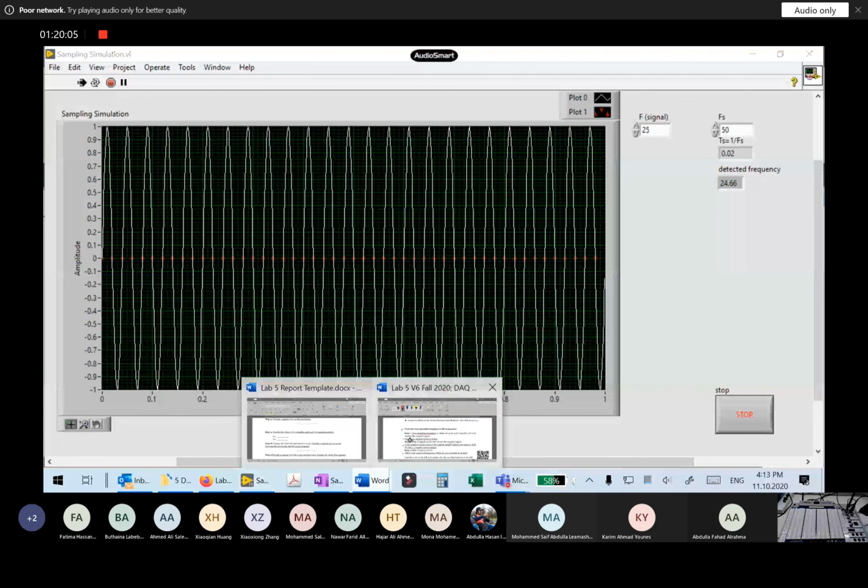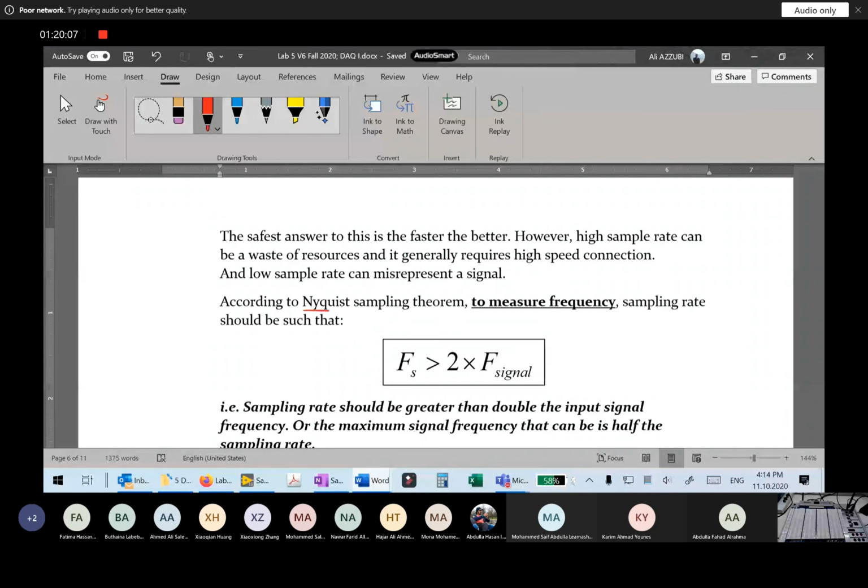Now, there's a theory that explains this. It's called the Nyquist sampling theorem. It's very simple. The summary of that theorem is that the sampling frequency, fs, should be greater than 2 times the signal frequency. And please remember this. Okay, sure.